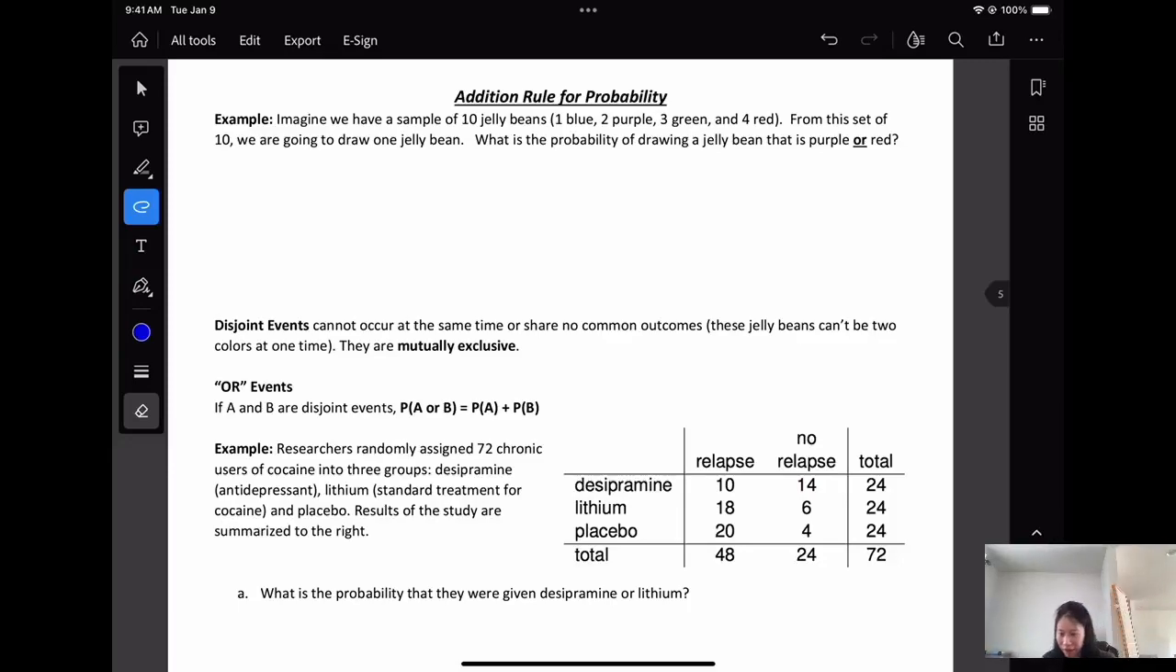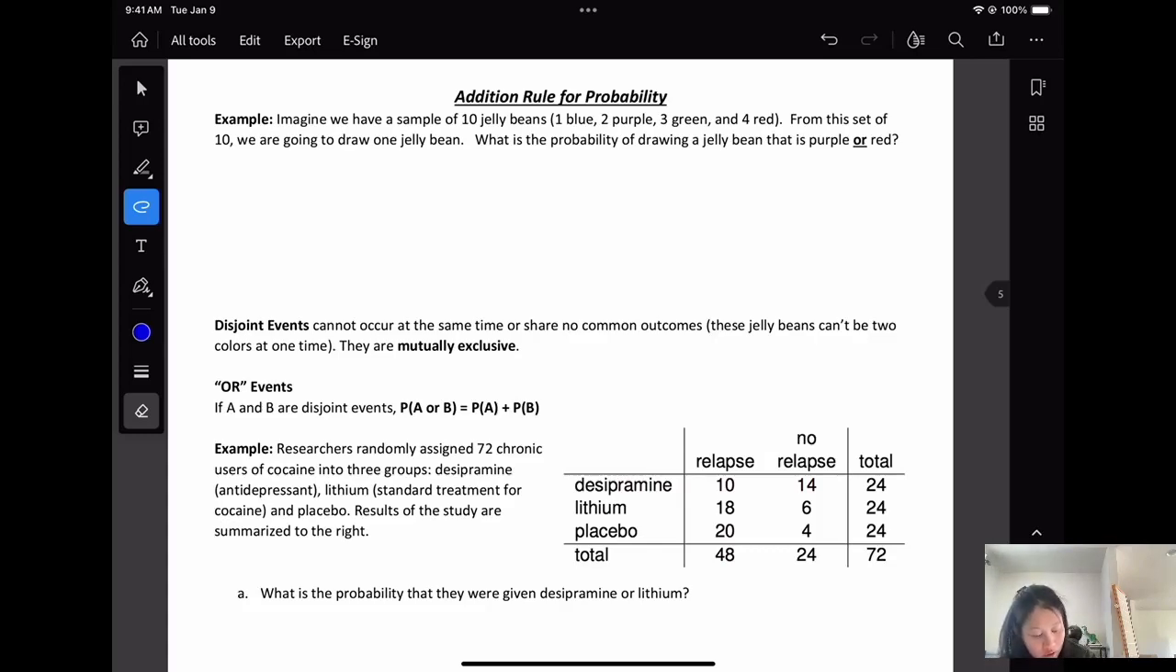Hi, welcome back. In this video, we're going to talk about the addition rule for probability. Imagine that we have a sample of 10 jelly beans. From this set of 10, we are going to draw one jelly bean. What is the probability of drawing a bean that is purple or red?